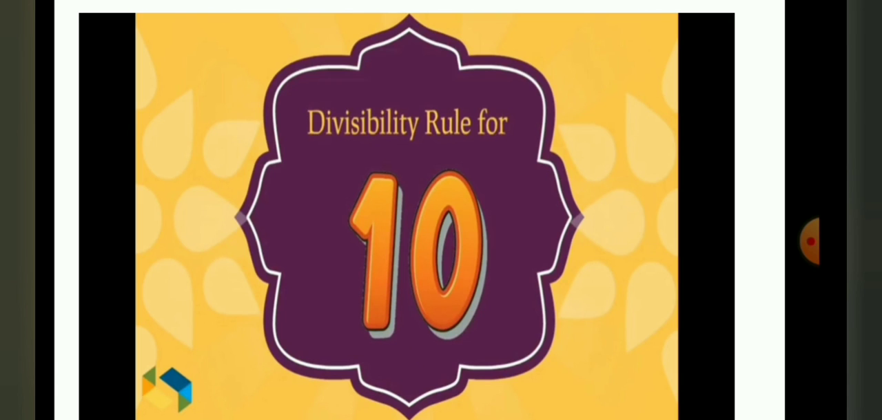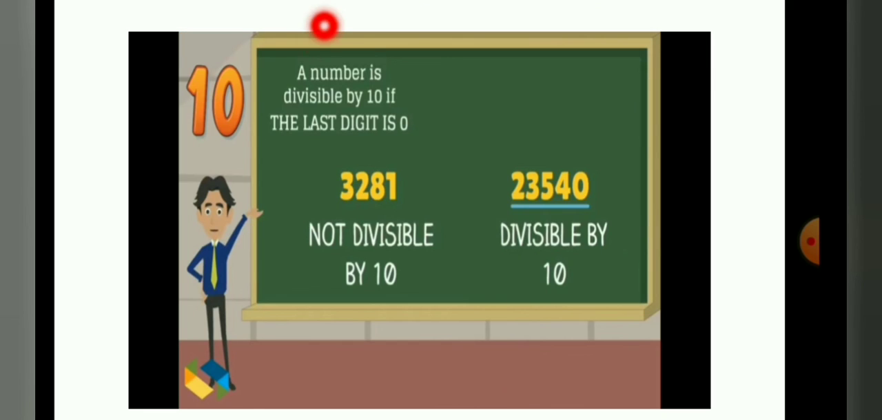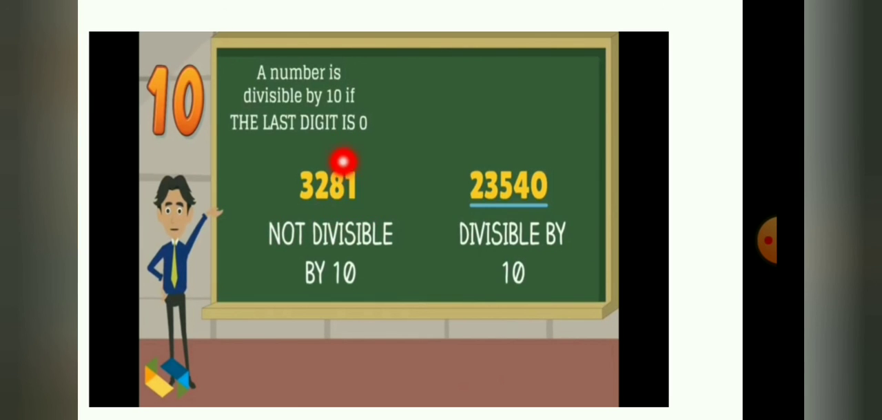Divisibility rule for 10. See the rule. A number is divisible by 10 if the last digit is 0. So for the divisibility rule of 10, we have to check the last digit. 3281: here 1 is present in the units place, so it is not divisible by 10. See this one, 23,540. In this, the units place is 0. So of course this number is divisible by 10.